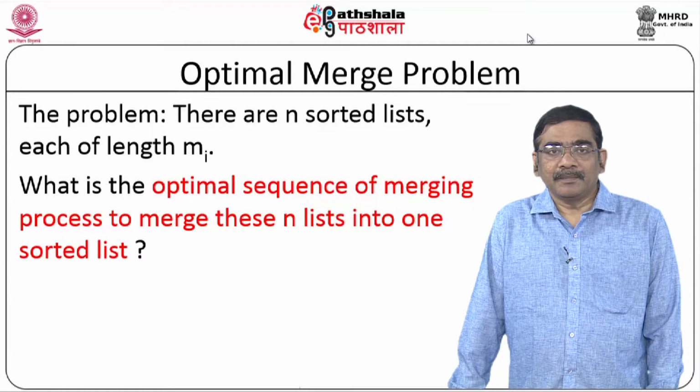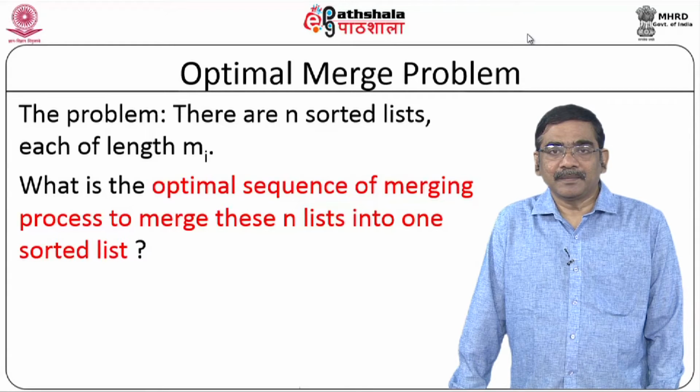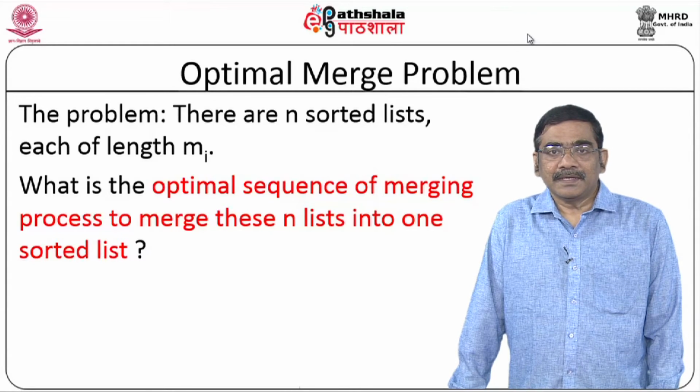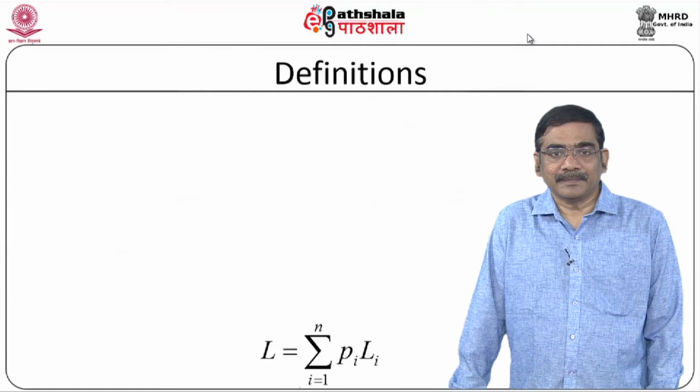Here the important word is optimize. Whenever we have a problem where we have to optimize some factor, like maximization of profit or minimization of some effort, we can state that problem as an optimization problem. This is called the optimal merge problem because we are trying to optimize so that we use the minimum effort to merge all the sorted lists into a single sorted list.